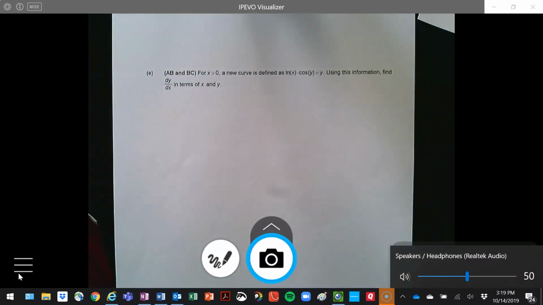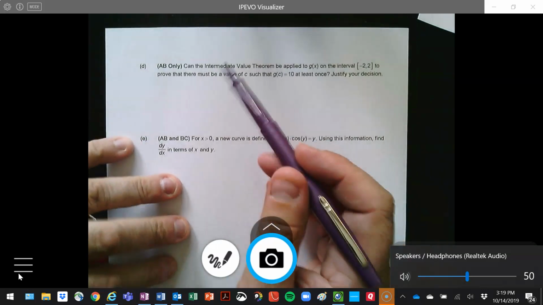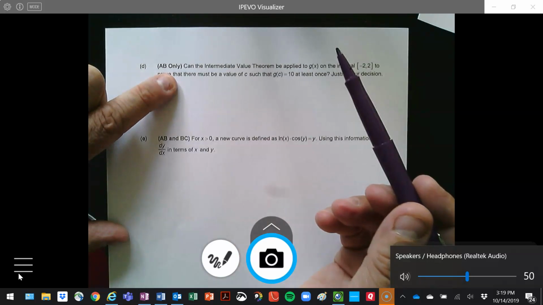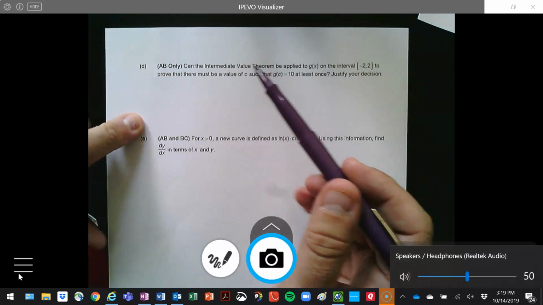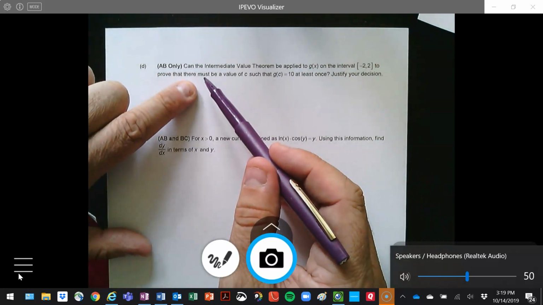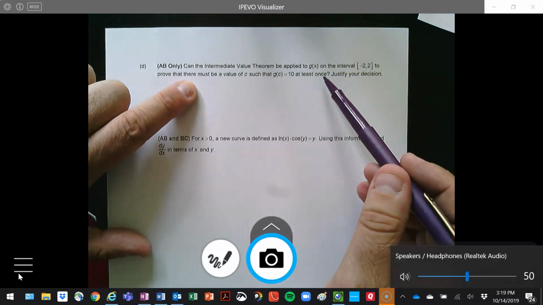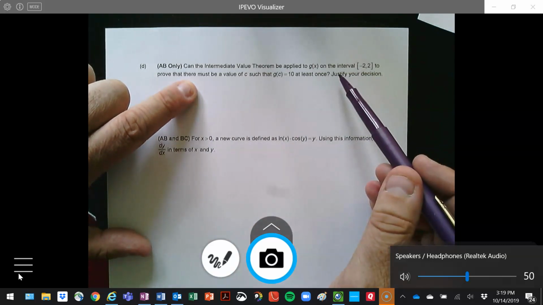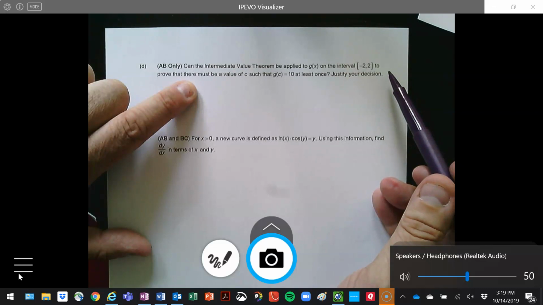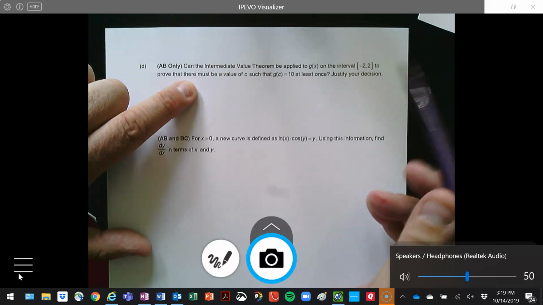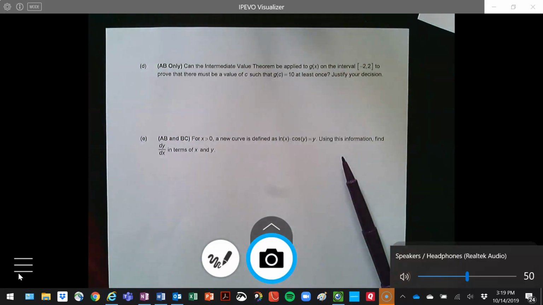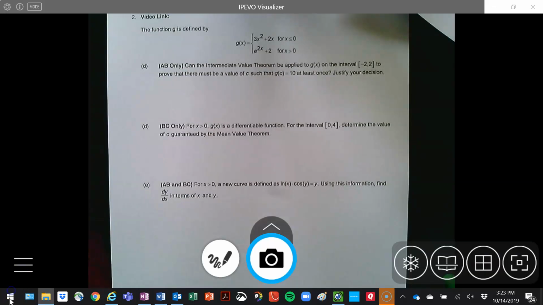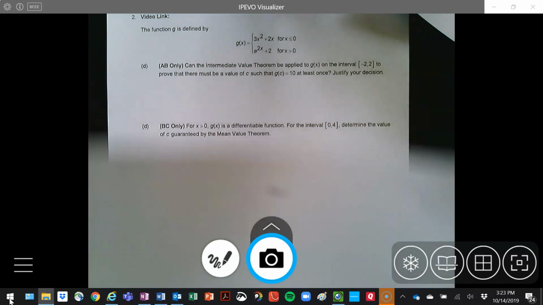In part D, this is part D. This was for the AB students only. Can the intermediate value theorem be applied to g of x on the interval -2 to 2? Okay, we're going to pause right there. All right, let's keep going. There was a little bit of a glitch there. Sorry about that. Okay, so let's keep going.